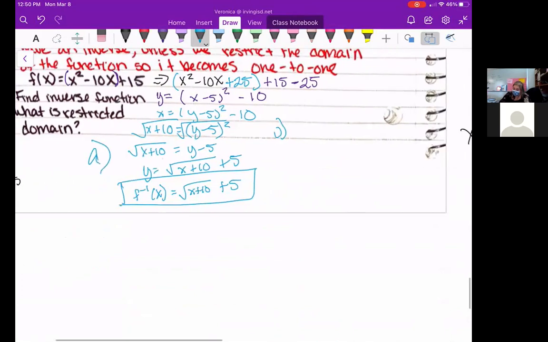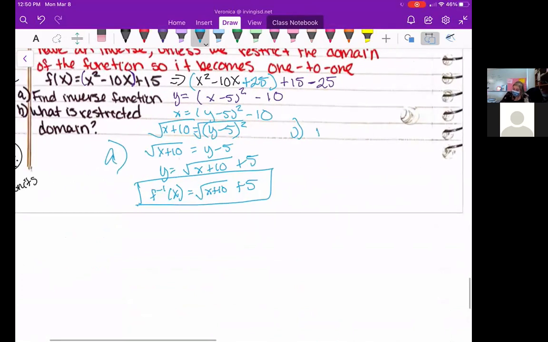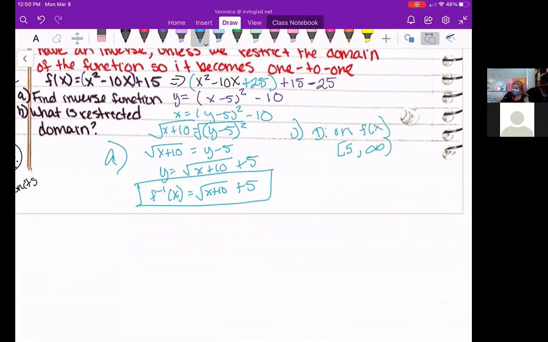what is a restricted domain? The domain would have to be starting at 5 because 5 was inclusive, right? All the way to positive infinity on f of x. So the domain would have to be restricted on the quadratic in order for this to work. Then you could say they're inverses because you're restricting the domain. You're ignoring the fact that the quadratic function has a left side to it.